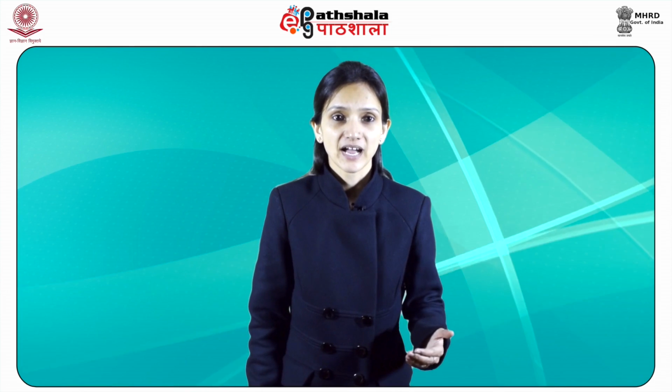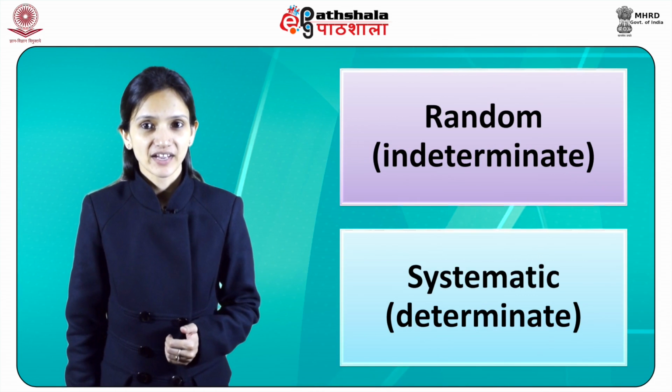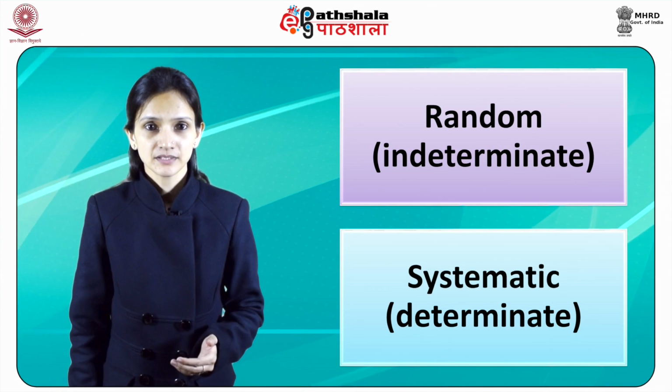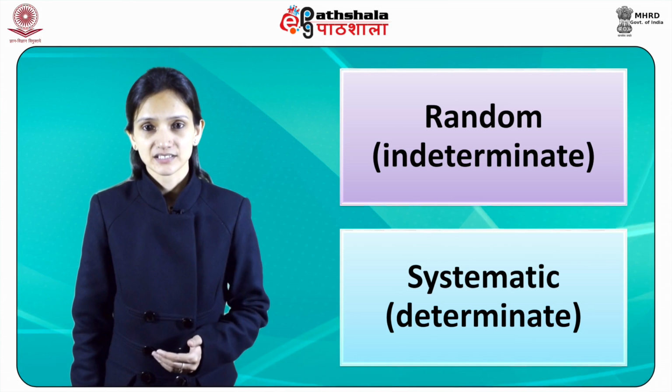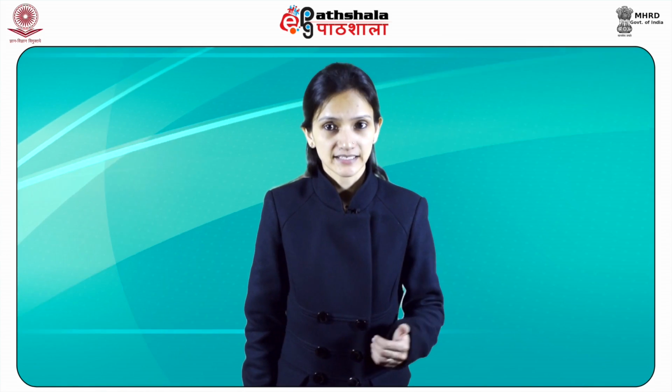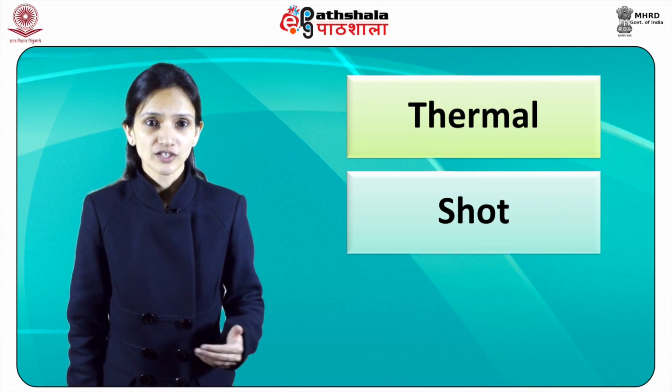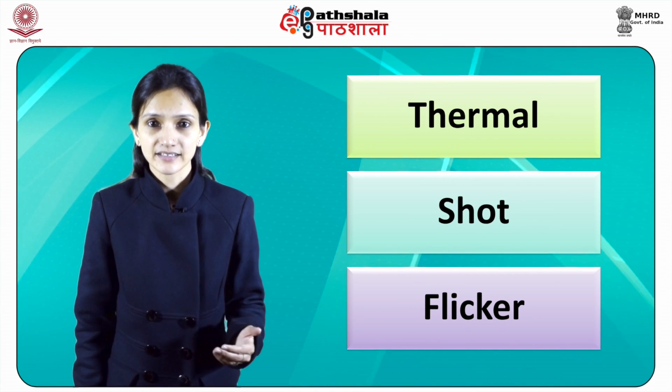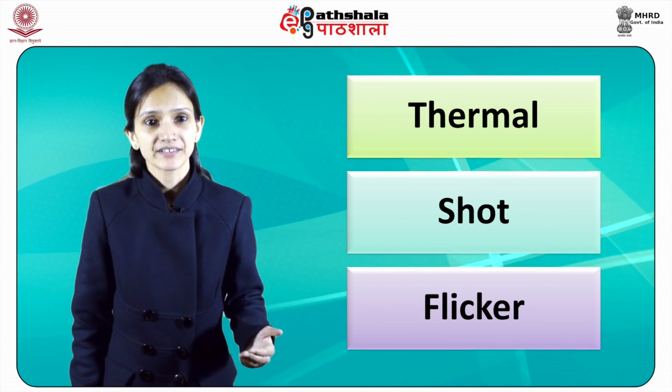First, the types of errors. To obtain reliable results from an analytical method, sources of error must be identified and either eliminated or minimized. Errors may be classified as one of two types: random, indeterminate, or systematic, that is determinate. Since the intrinsically uncertain nature of the measurement technique is the source of random error, this kind of error occurs in every analysis. Thermal, shot, and flicker noise, discussed earlier in this module, are sources of random error.